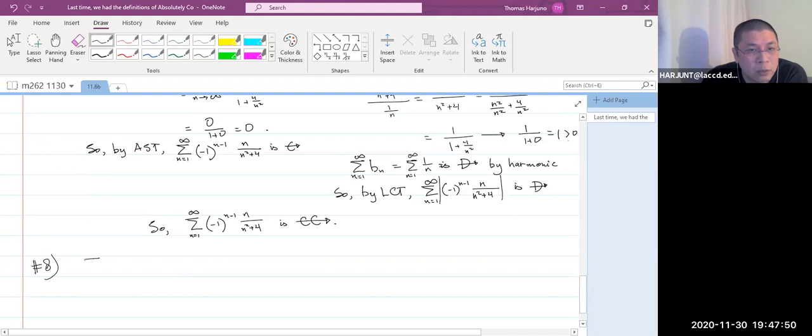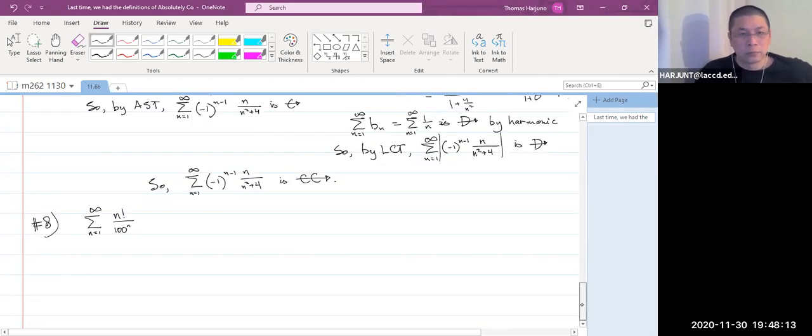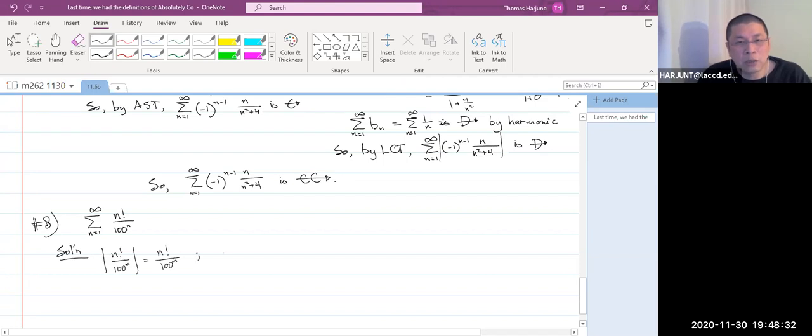Number 8, we want to see if this series is absolutely convergent, conditionally convergent, or divergent. But this is a positive term, not a negative term. The absolute value of n factorial over 10 to the n is equal to this. In other words, the term is non-negative. So it's either absolutely convergent, since it is already positive, or divergent.